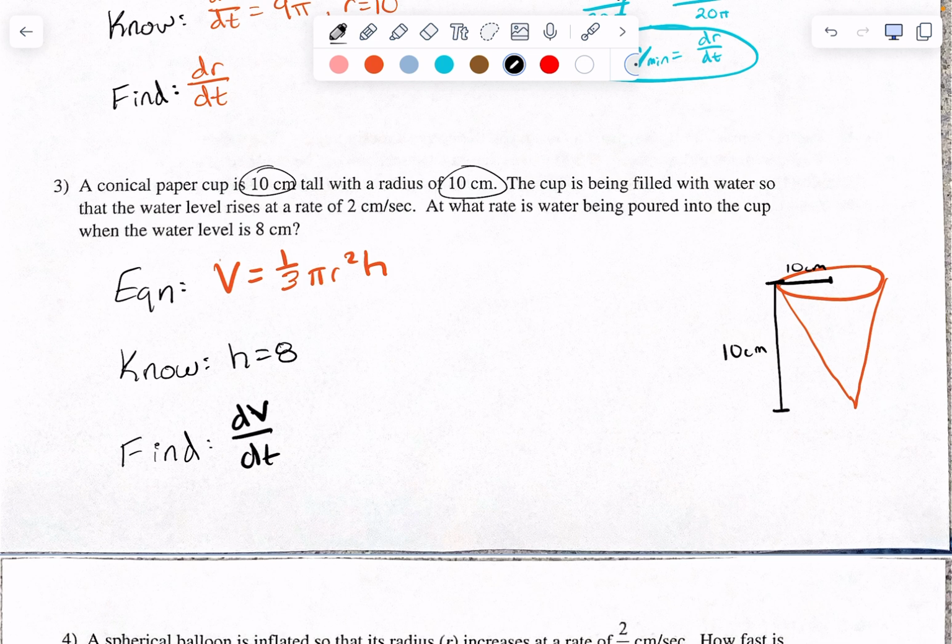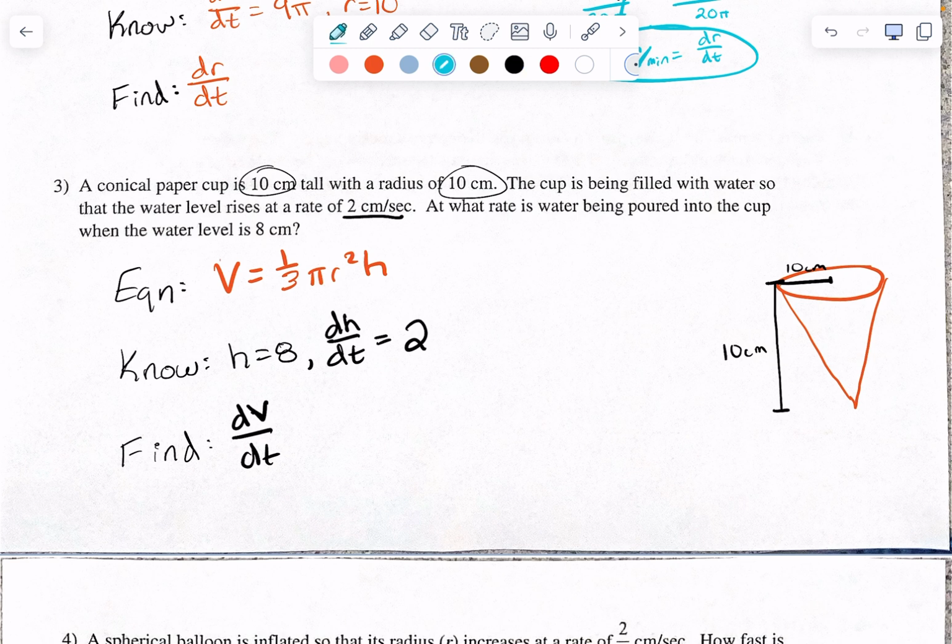The cup is being filled with water so that the water level rises at a rate of 2 centimeters per second. What does that mean? The rate of what? The water level rising. Level is the height, so this is dH/dt. Now, the 10 and 10, I don't think you actually use any of that for what we're plugging in. We will use it to find what R is in a second, but not to plug anything in.